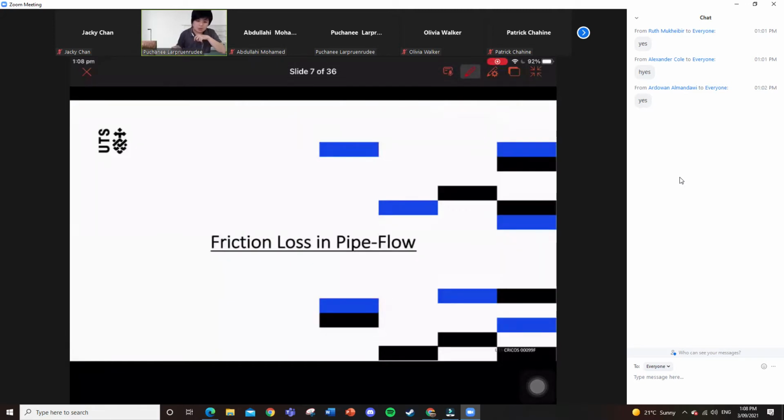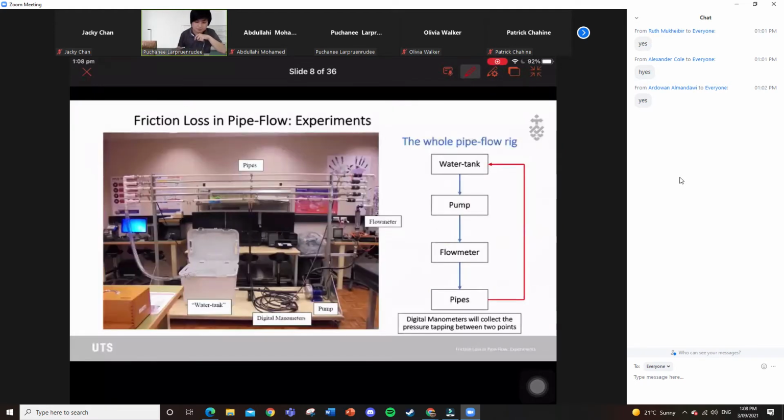So we will start with part A, friction loss in pipe flow. This figure is the whole pipe flow rig.